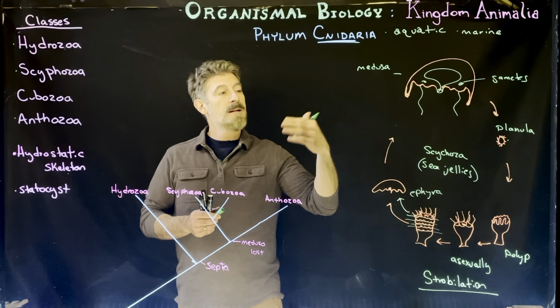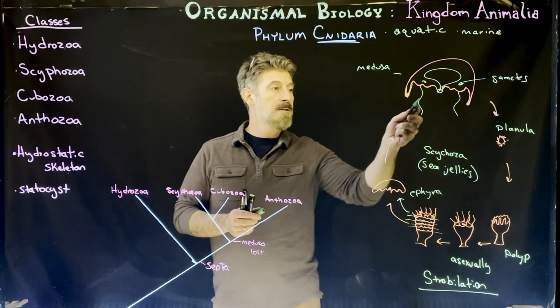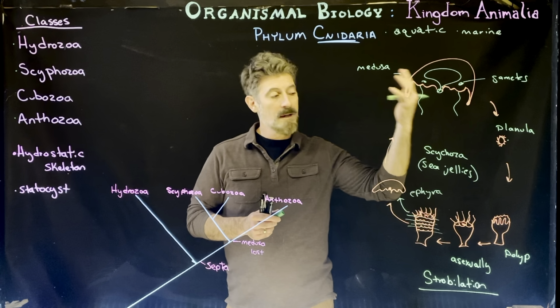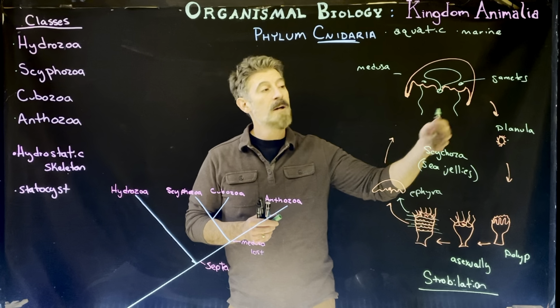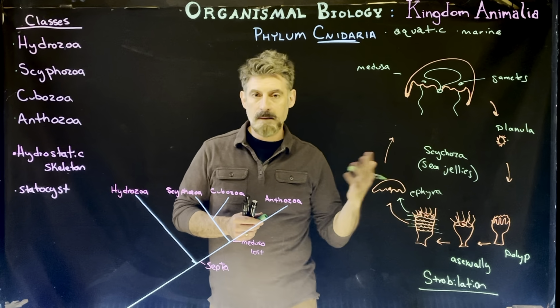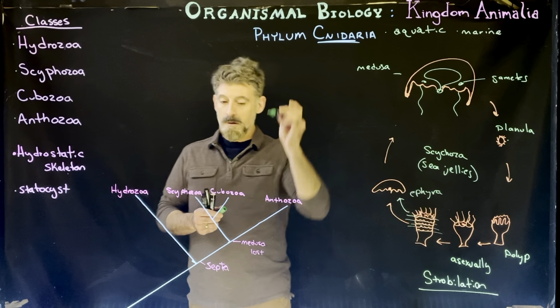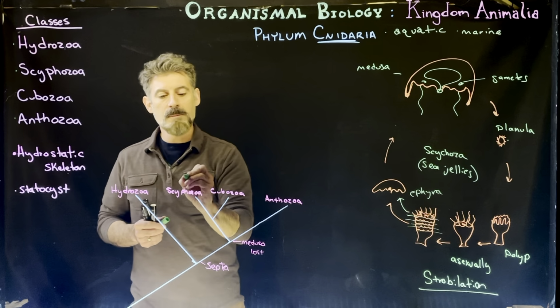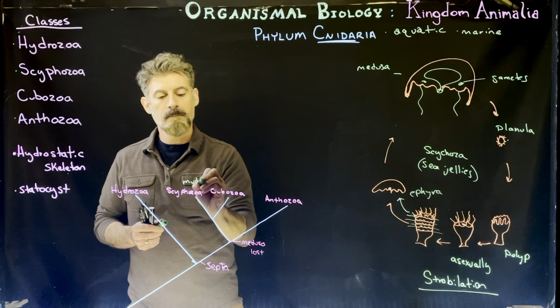And then it will continue to develop into a full adult medusa and then become reproductively mature, where it will give rise to gametes to make more planula and continue the cycle. So for the Scyphozoa and the Cubozoa, it's medusa.